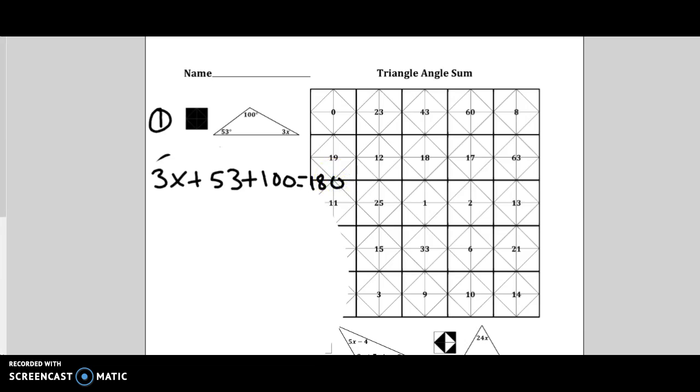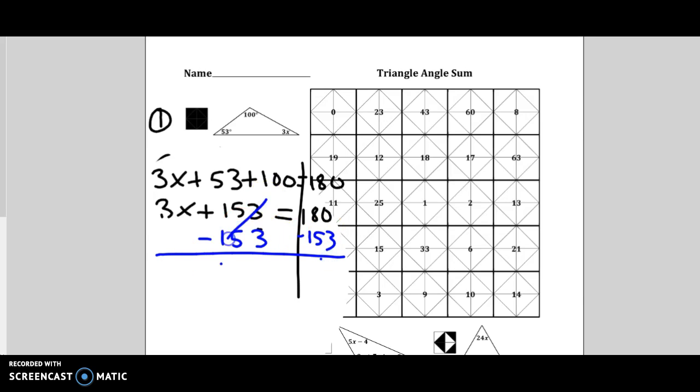53 plus 100 are my like terms. So 3x plus 153 equals 180. Now I just have a two-step equation. Subtract 153 from both sides. That leaves me with 3x equals positive 27. I then need to divide by 3, and I get that x equals 9.